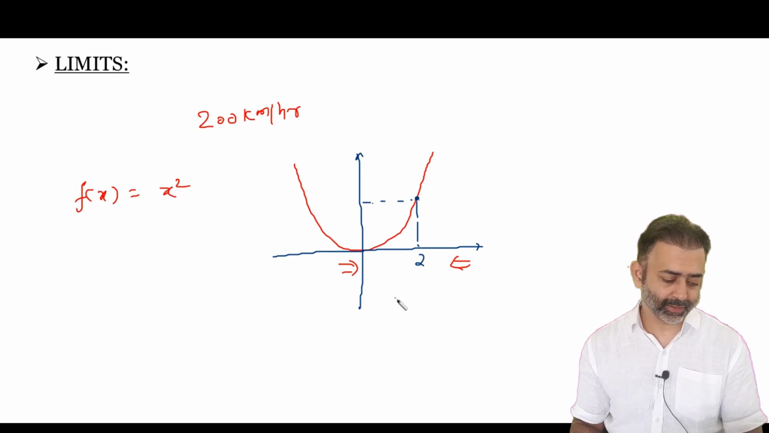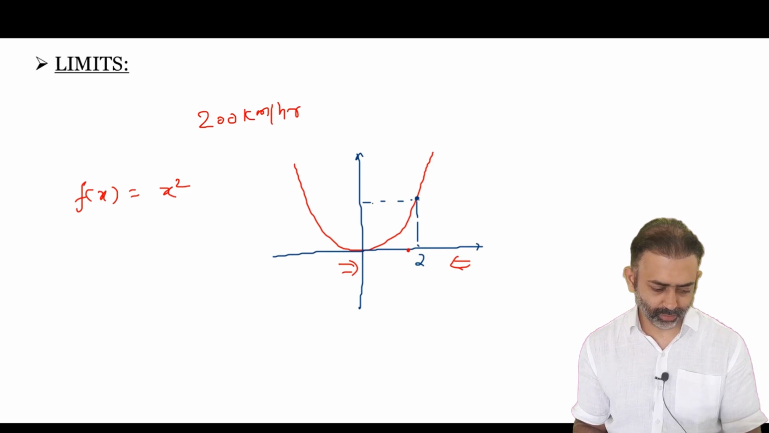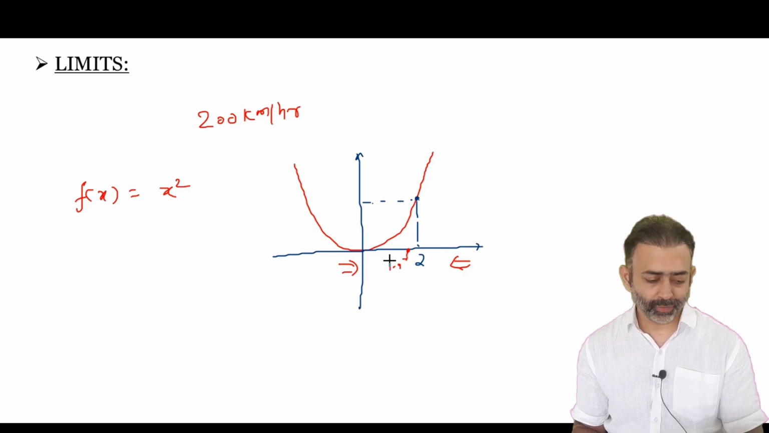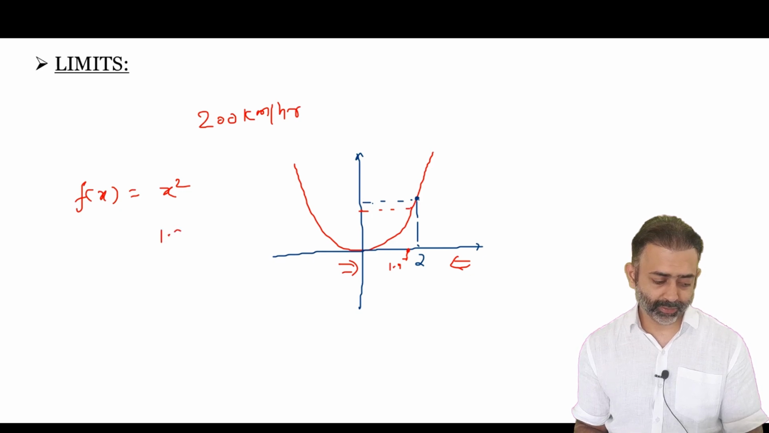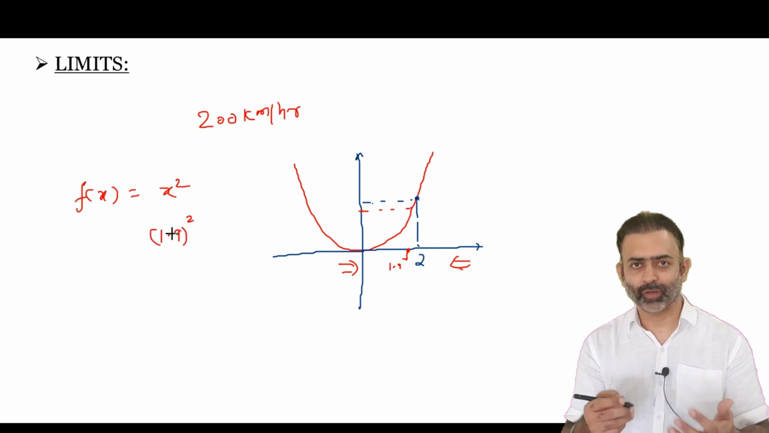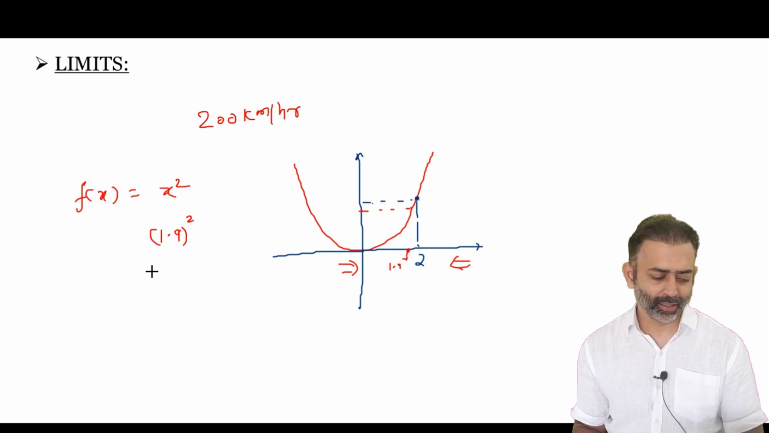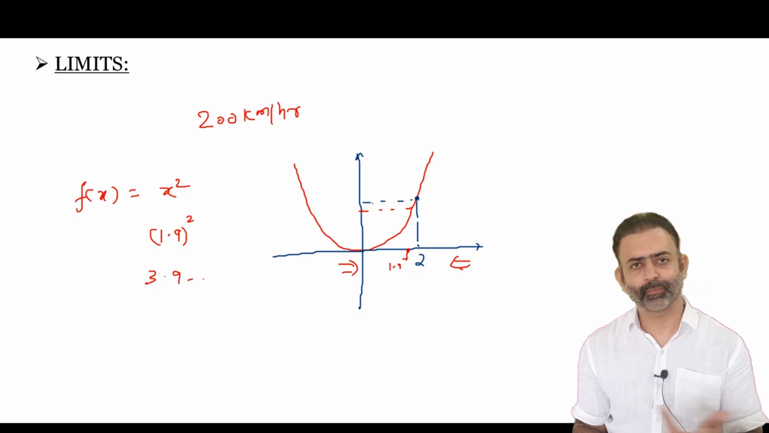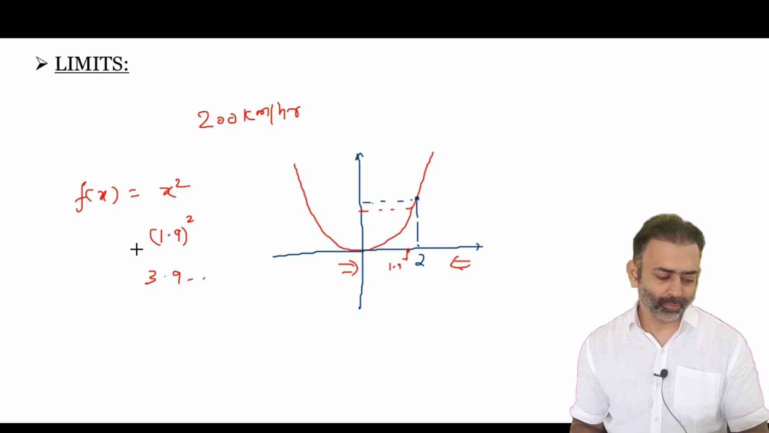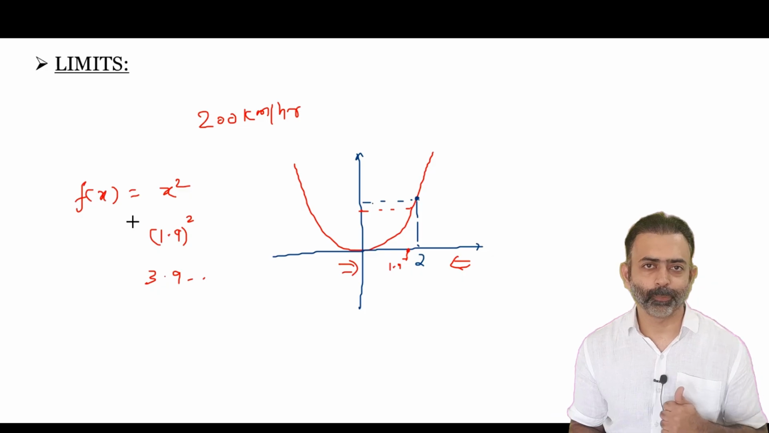For example, in this case, let us say I take the point x equal to 1.9, which is closer to the point x equal to 2. The value the function is approaching is 1.9 square, and 1.9 square is obviously closer to 4, but it is less than 4. It will be something like 3.9 something. I do not know the exact value, but the point is it is closer to the value 4.